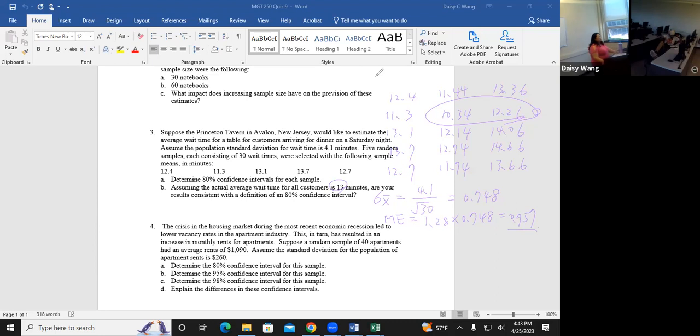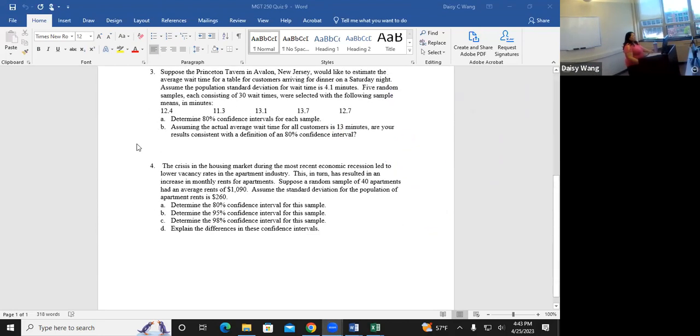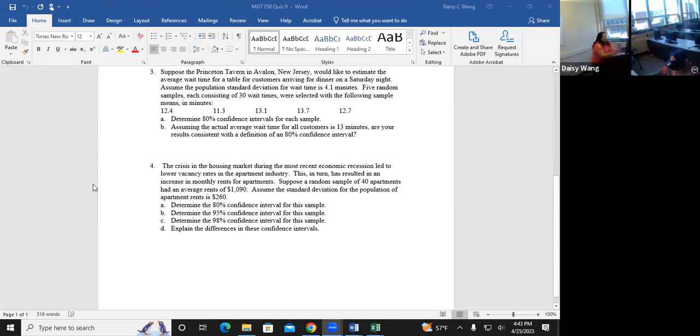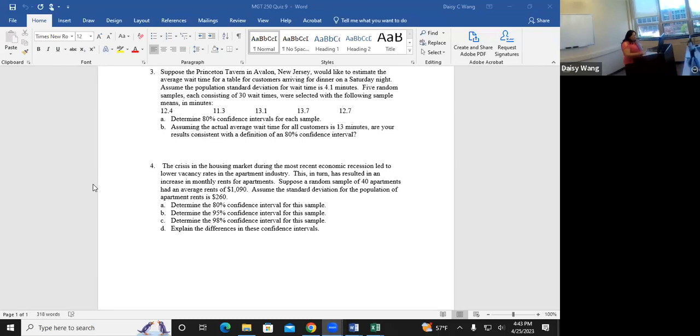So the fourth question. The crisis in the housing market led to a lower vacancy rate, and then it actually led to an increase in monthly rent. Suppose a random sample of 40 apartments has an average rent of $1,090, and the standard deviation of the population is $260. So what will the 80% confidence interval be?